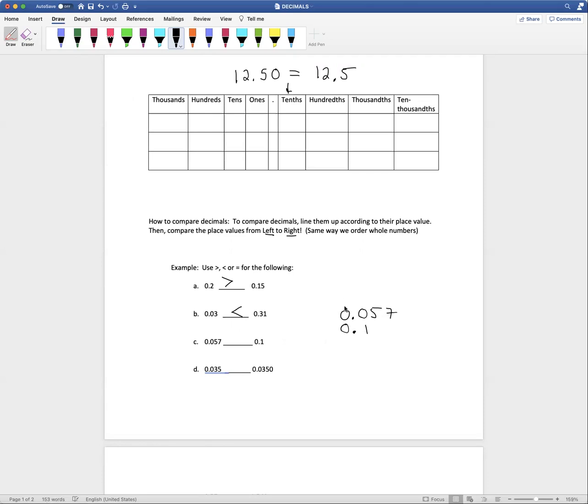So when we compare them, they both have 0 ones. Remember, we're going to compare them left to right. Here's your decimal. This one has 0 tenths, and this one has 1 tenth. So we know that this is bigger than that. And again, you can fill in those zeros over there. And so if you're looking at this, it's like you're comparing the numbers 100 and 57, and we know that 100 is greater than 57. So you would say 57 thousandths is less than 1 tenth. Okay, let's compare these over here.